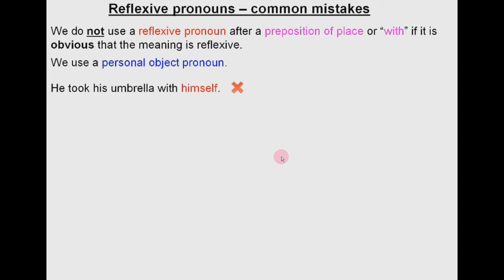he took his umbrella with himself. Now, this is wrong. He took his umbrella with him. This is the correct version. So this is because in the context of this sentence, he took his umbrella. Well, the umbrella can only be with the subject of the sentence. The umbrella can only be with him. Okay, it cannot be with somebody else.